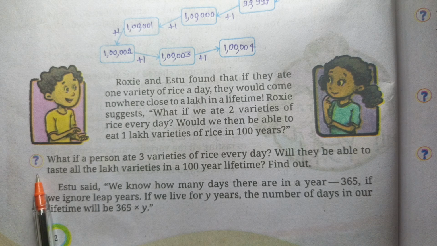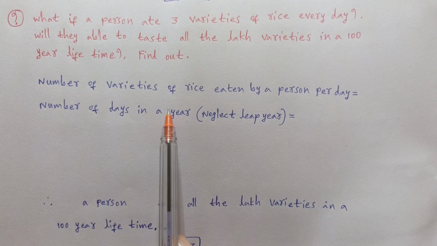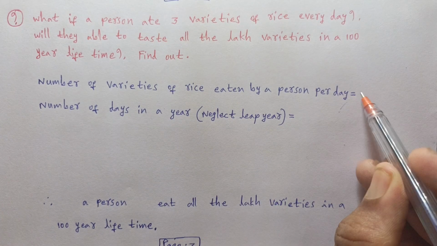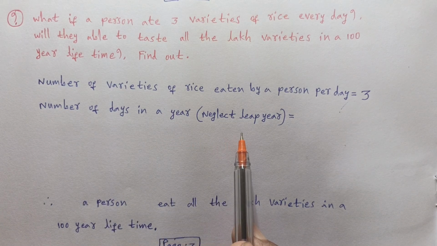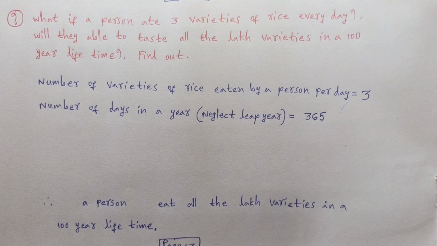Next one, here you can observe there is a question mark on page number 2. What if a person ate 3 varieties of rice every day? Will they be able to taste all the lakh varieties in a 100-year lifetime? Find out. So this is the question. Here the number of varieties of rice eaten by a person per day is given as 3. Next, the number of days in a year. If you neglect the leap year, generally the number of days is 365 per year.